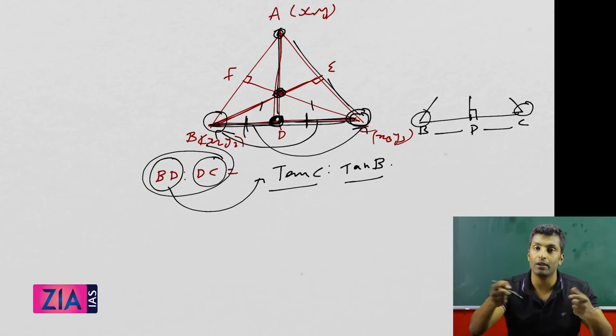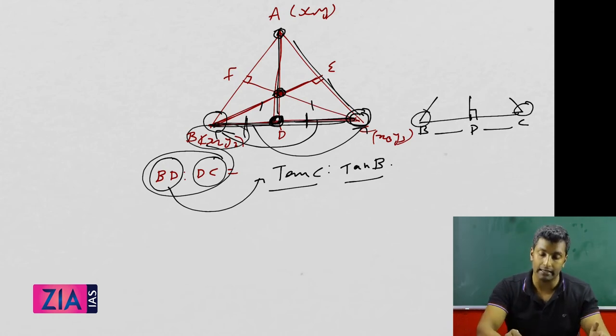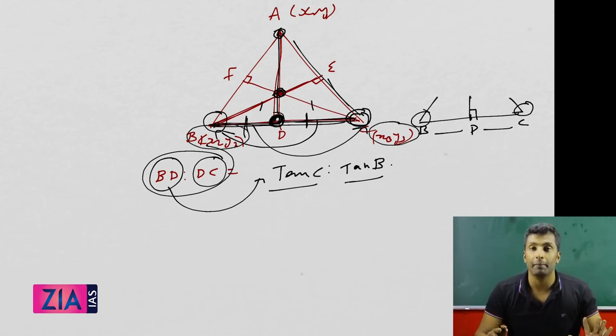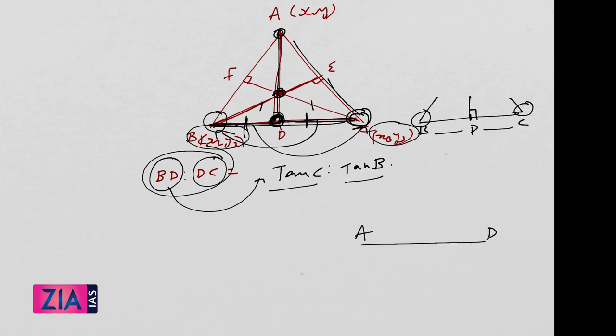Once you know the ratio, you can use the section formula because you know the coordinates. So you can get this point D. Now you got this line AD. Then if you know this point, that is the orthocenter, the orthocenter divides the altitude in what ratio? So this is your orthocenter, in what ratio is it divided? You can calculate this point again by using the section formula. So that's my objective.